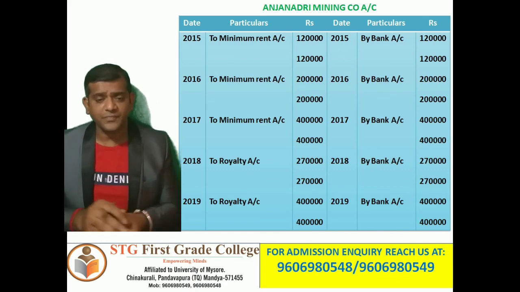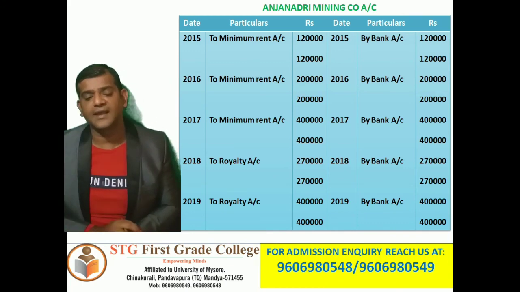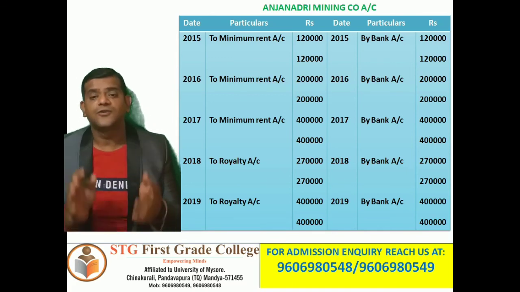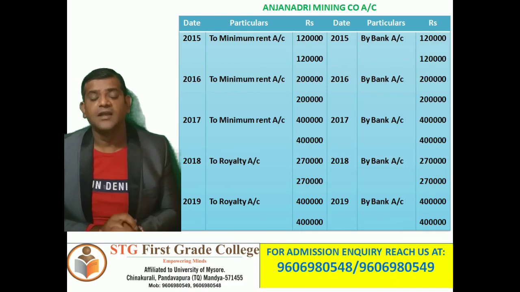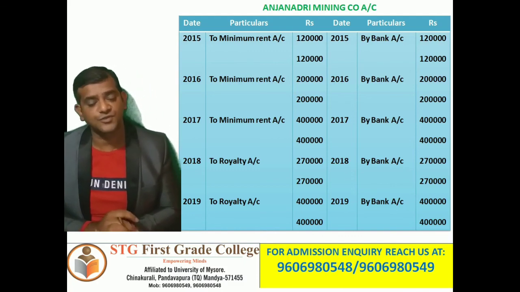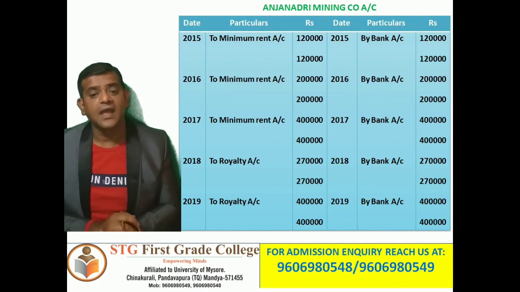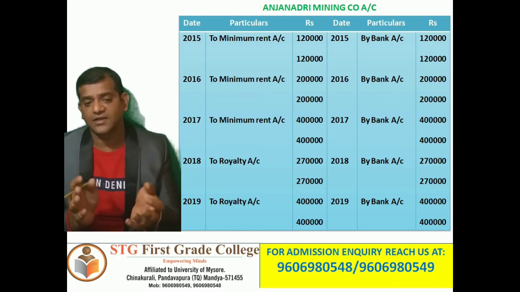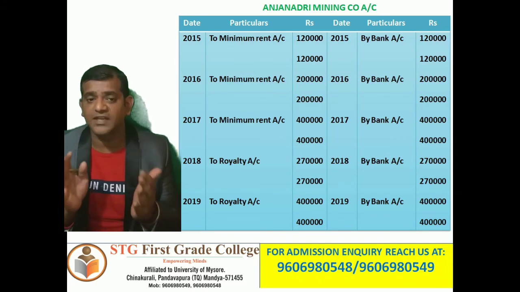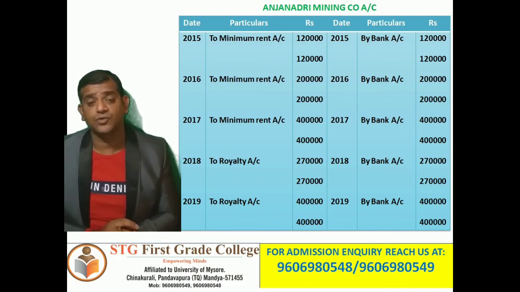So 2016 to minimum rent account 2 lakh, 2016 by bank account 2 lakh. So both the side total 2 lakh and 2 lakh. Third year 2017 to minimum rent account 4 lakh, 2017 by bank account 4 lakh. 2018 to minimum rent account 2,70,000, 2018 by bank account 2,70,000, both the side total 2,70,000, 2,70,000. And the last year 2019 to royalty account, because we could match up the royalty amount with the minimum rent. So that is why to royalty account 4 lakh, and 2019 by bank account 4 lakh, both the side total 4 lakh and 4 lakh.